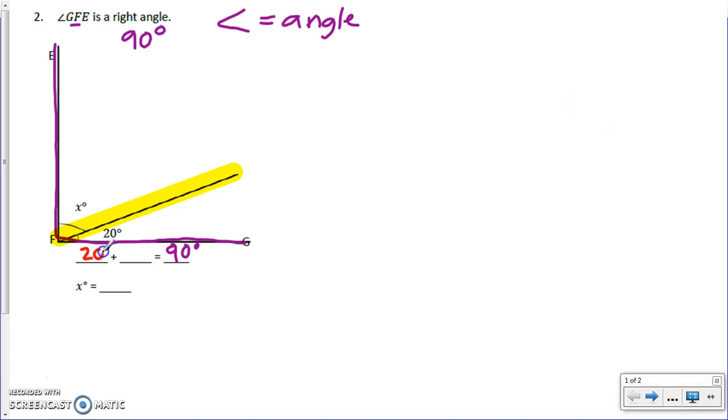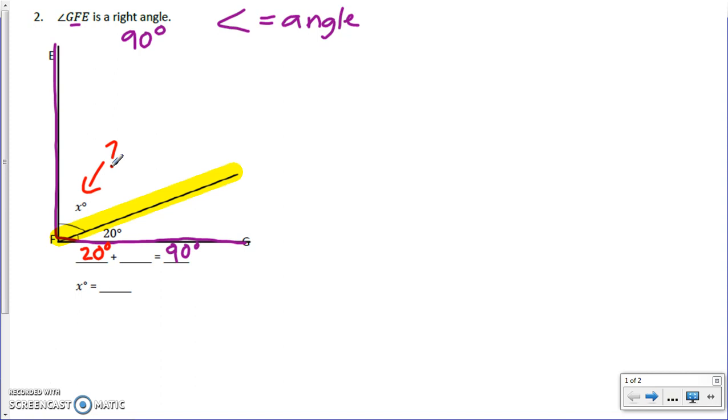So I'm going to come over here and write it over. So we have 20 degrees plus some unknown number equals 90 degrees. That unknown number is actually this number over here, which is x. So we don't know how many degrees x is. Well, we know the total is 90, and we know one part is 20. So we can use our math brains here really to figure this out. We don't even need a protractor.